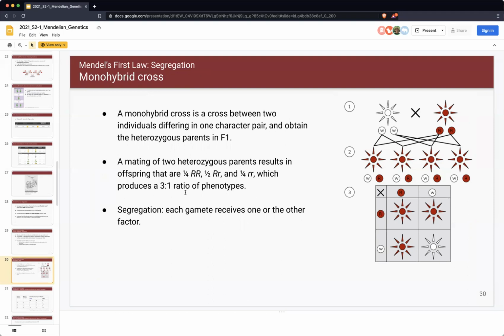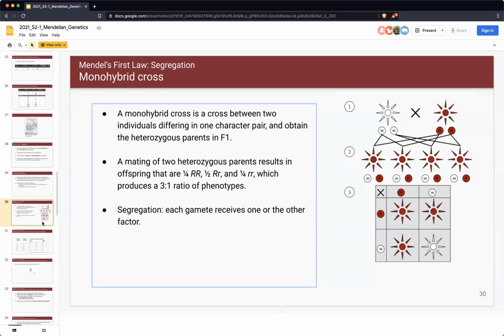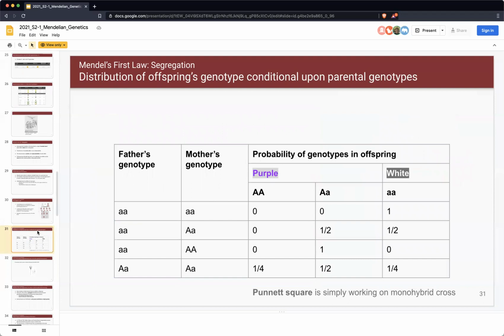And nothing really new in this slide, because we know the probability of Mendel's genotype ratio for each situation, like homozygous dominant phenotype, heterozygous, and homozygous recessive phenotypes, and that will ultimately produce approximately a three to one ratio of the phenotype, right? And again, segregation means that each gamete receives one or the other factor with the same probability. And then we can easily calculate the probability of this segregation.